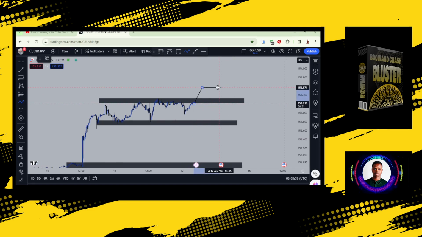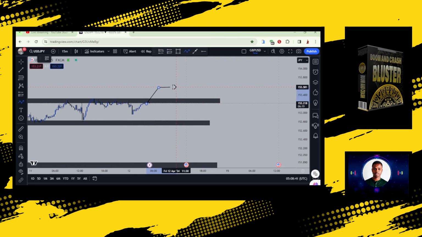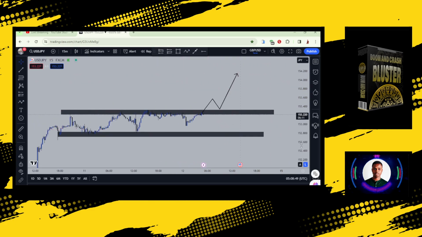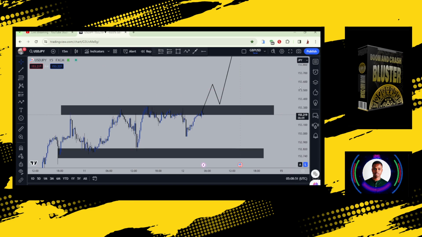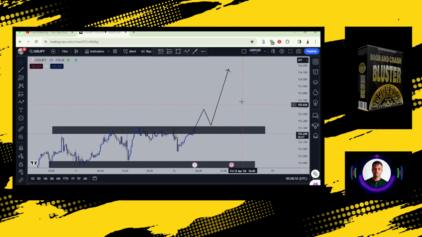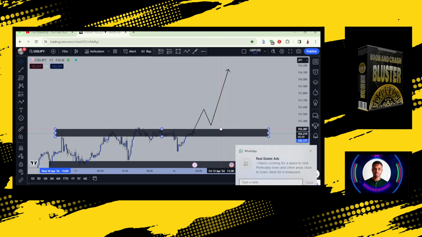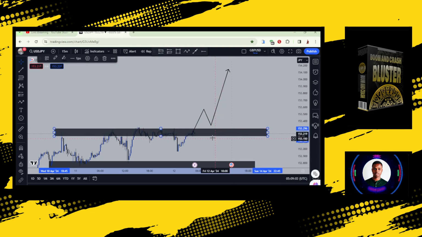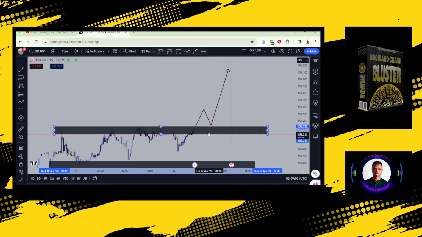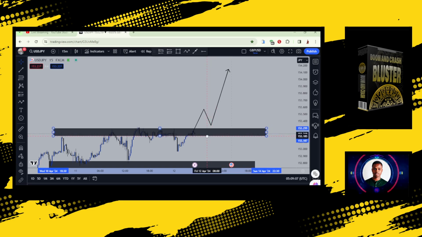Once it breaks this zone, the next thing I'm going to be looking to do is wait for a retest back into this zone right here before the market continues to the upside, right? So this is what I'm hoping the market is going to do. I'm hoping that the market breaks first. So I wait for the market to break, and if it breaks, I'm waiting for a retest, because this is a strong level of structure.